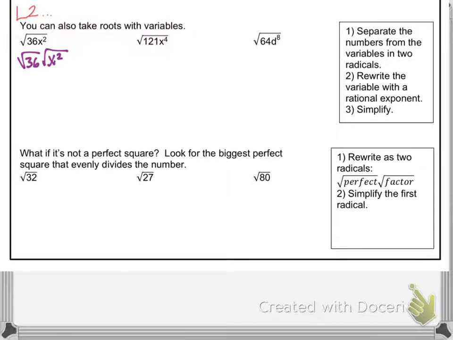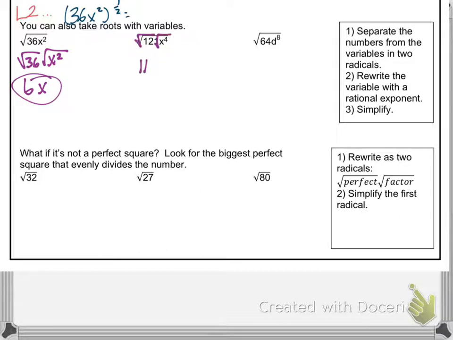So when we do these kinds, we're going to break up the numbers and the variables separately, right? Because technically, this is 36x squared all to the 1/2. And our exponent rules say that I can do 36 to the 1/2 and x squared to the 1/2. So I can write that as the square root of 36 times the square root of x squared. And then the square root of 36 is 6, the square root of x squared is x.